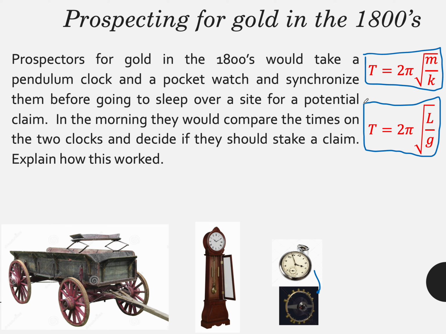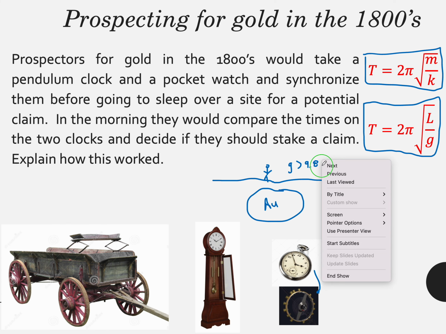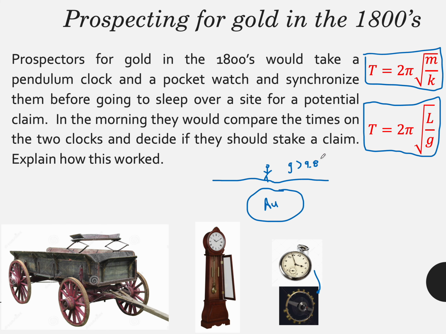Welcome back. How in the world did this work? The answer is if there was a gold deposit under the ground, it meant that that is a much more dense material. There is more matter present here. And so if you're camping up above this, what happened? g might be a little bit larger than normal. It actually could be greater than 9.81 immediately above this thing. What would that do to your clocks? Well, your pocket watch would not be affected. It doesn't affect mass or spring constant.